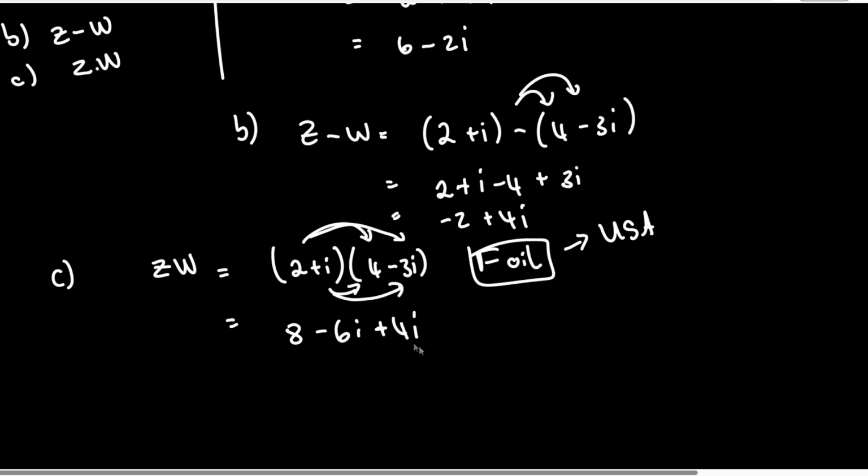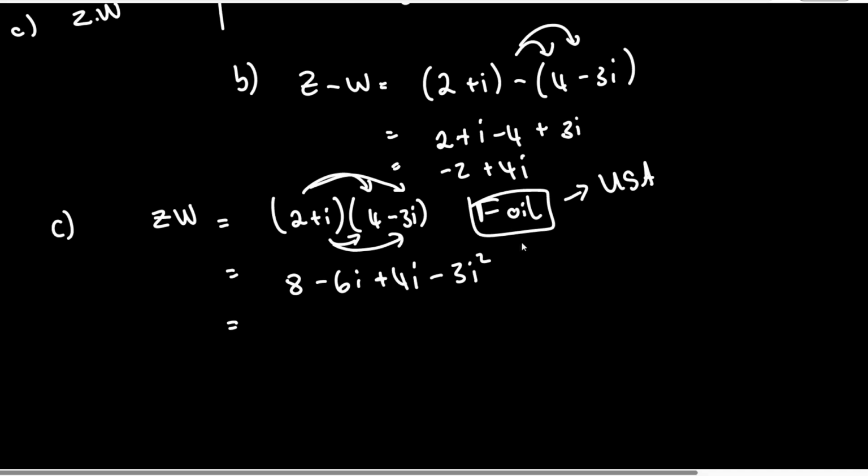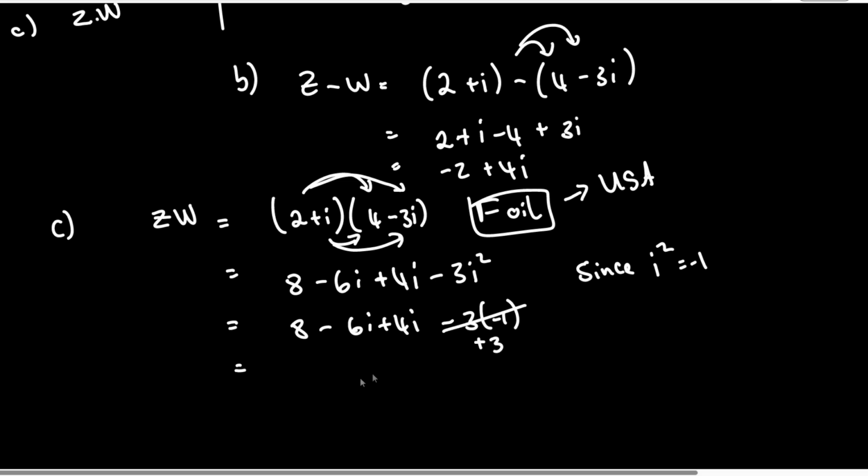And now notice the following. Notice that it's going to be negative 3 times i squared. Okay, here we go. Look at that. Now we know, so we learned earlier, since i squared is equal to negative 1, we substitute. I know I could have added those together, but I'm just going to do it the long way. We substitute. Look at that. That becomes plus 3. So now we have 11 minus 2i. And there you go. Very, very easy.